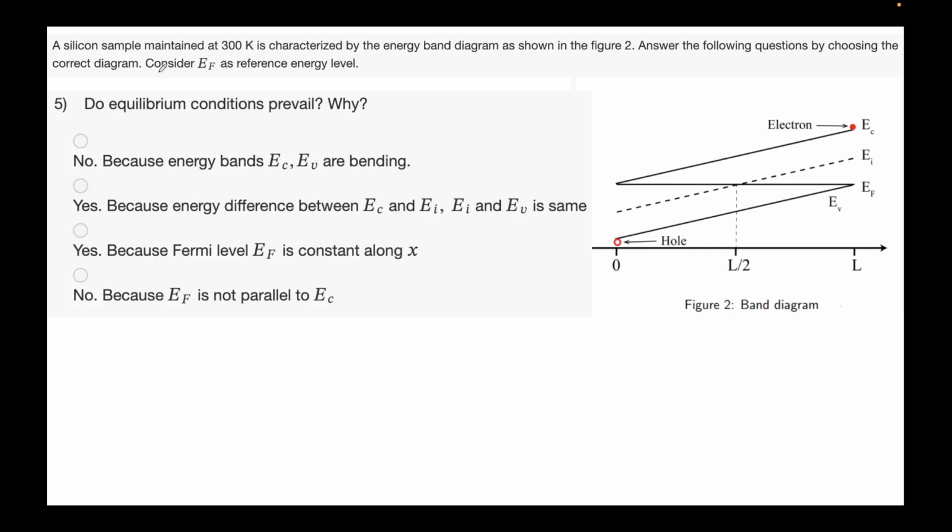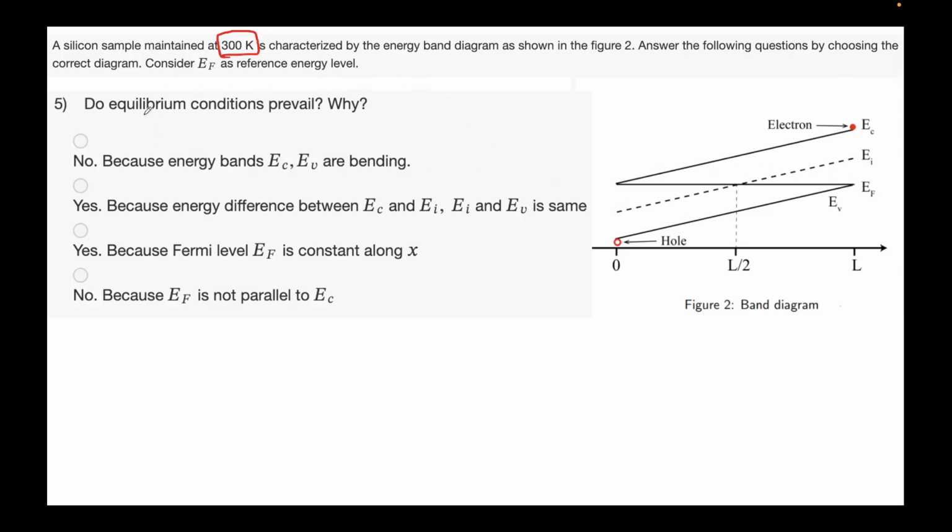In this, the question says that a silicon sample maintained at 300 K, so it is not at room temperature, is characterized by the band energy diagram as shown in figure 2. So this is the band diagram that you see. Here you can clearly see that EC is not flat, EV is also not flat. Now answer the following questions by choosing the correct diagram. Consider EF as the reference energy level. So EF, the Fermi level you see, is flat.